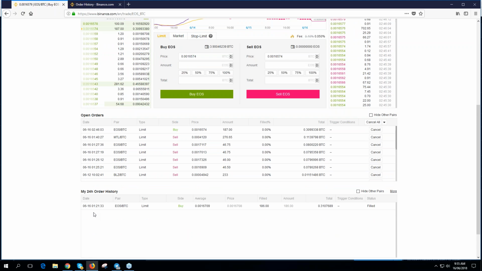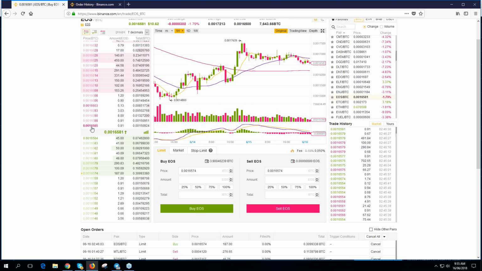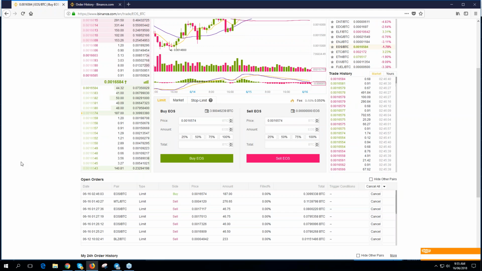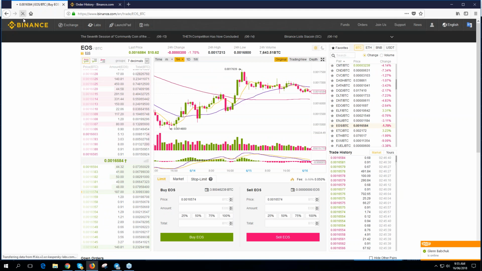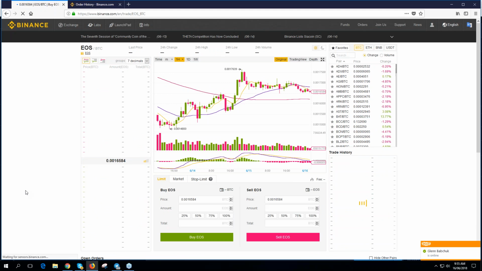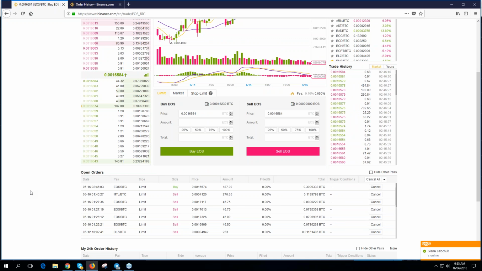You can see earlier I bought EOS. I bought 186 of them, so $2,000 worth, and the average price was 16,709. Now I'm trying to get it lower, at 16.6. So let's see if we can get this to fill. Let's refresh my screen. Now you could just put in a price a little bit higher and catch some of it.